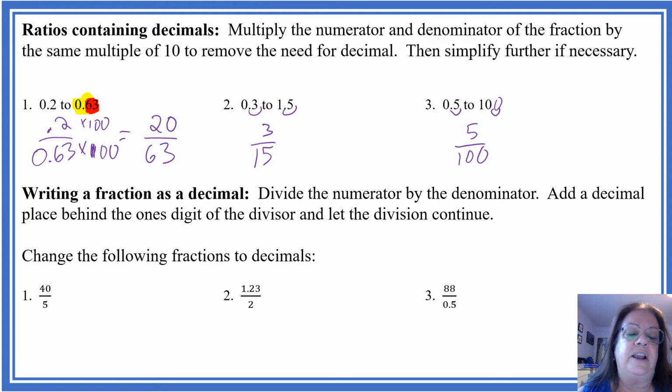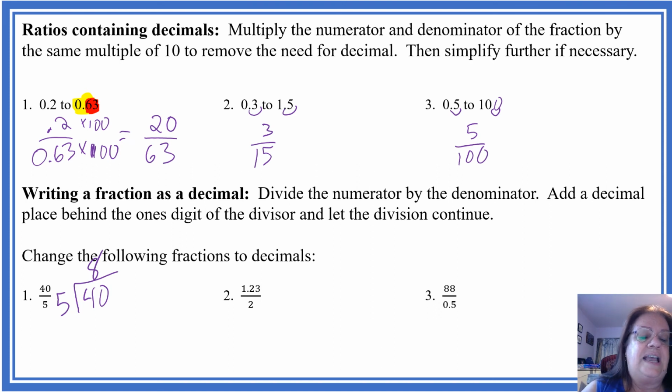Writing a fraction as a decimal. Divide the numerator by the denominator. If you want to convert from fraction to decimal, just do the division. So 40 divided by 5, I happen to know that's 8. So this is actually just 8.0. It's just 8.